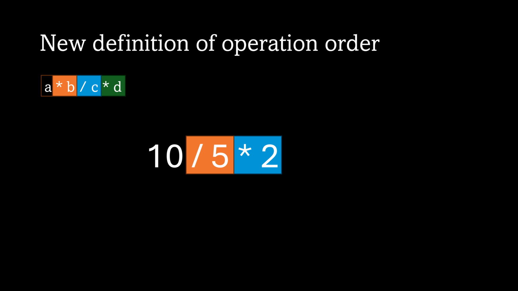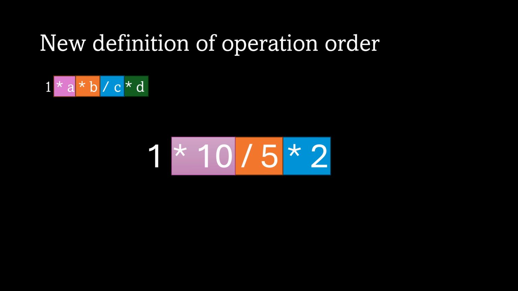Additionally, notice that there is an implicit multiplication by 1 at the beginning of every multiplicative expression. So in the expression 10 divided by 5 multiplied by 2, we can equivalently write 1 multiplied by 10 divided by 5 multiplied by 2, which actually forms 3 operator-operand pairs in total. So number 1 is multiplied by 10, number 2 is divided by 5, and number 3 is multiplied by 2.